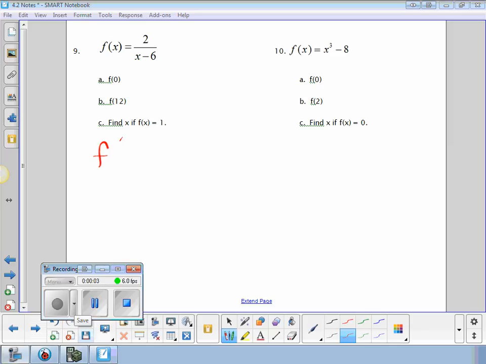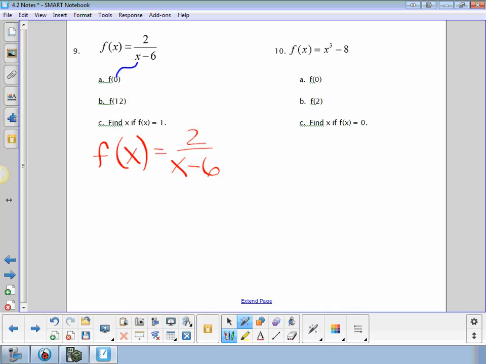9c, we know that f of x equals this fraction. It's actually called a rational function. We're going to talk about that later this year. But for now, are you able to plug in 0 and get an answer? Are you able to plug in 12? So this means plug in 0 and get an answer. Plug in 12 and get an answer, right?